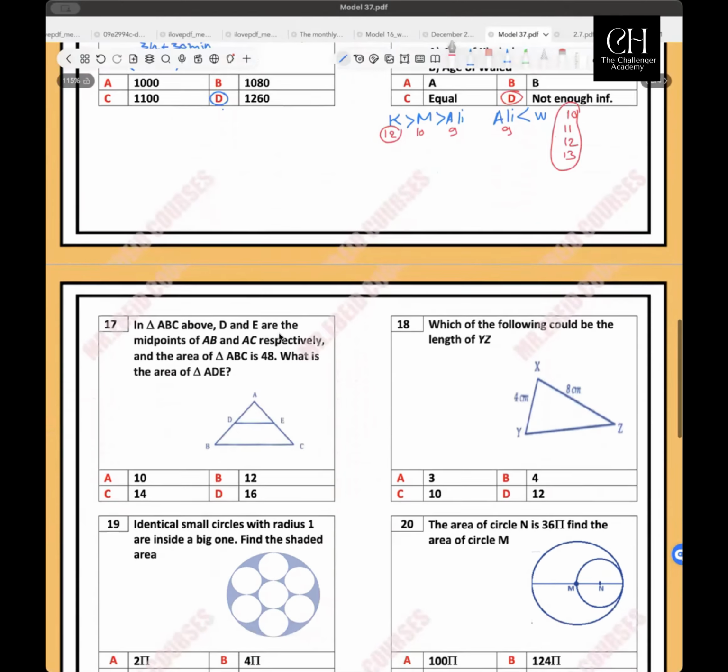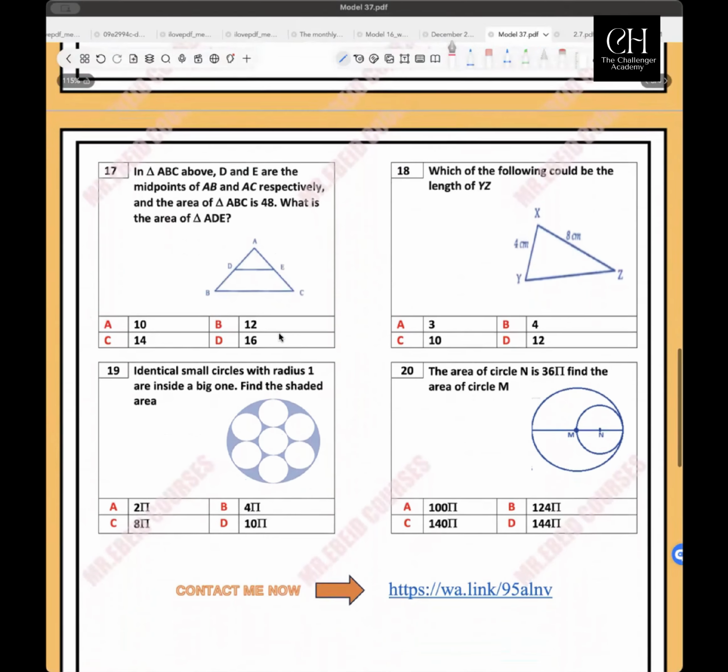Let's move to question 17. In triangle ABC below, D and E are midpoints of AB and AC respectively, and the area of triangle ABC is 48. What is the area of triangle ADE, the smaller one? Now we have E, the midpoint, so it lies at the middle, and also D is the midpoint of AB, so this part equals this part. It means DE is parallel to BC.